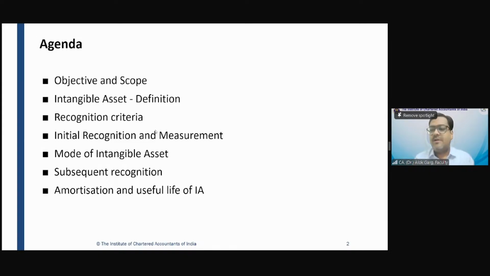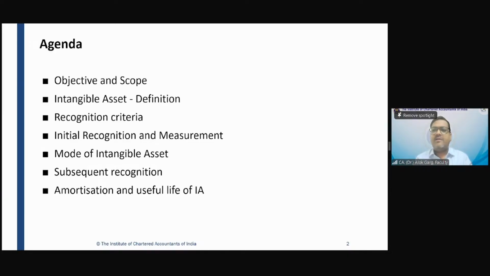Then we'll discuss initial recognition, which means the first time when that item, that transaction is taking birth in the financial statements, in the books of accounts, how that item is going to be recognized initially. Okay. So that is initial recognition. And initial measurement means when you are recognizing any transaction for the first time, at what value you will measure that transaction, that is known as initial measurement. Then we'll discuss subsequent measurement also, and we'll discuss the mode of acquisition of intangible asset.